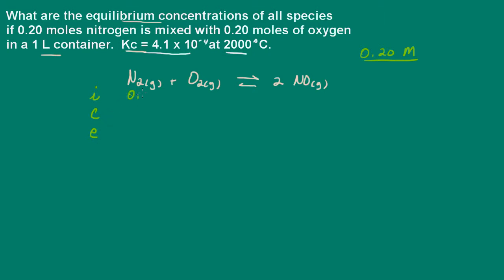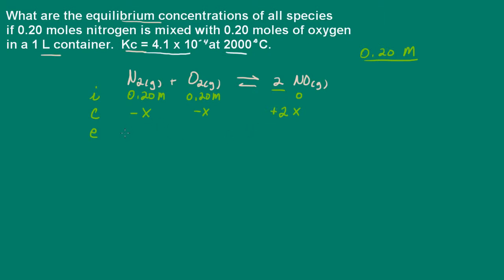So here we start off with 0.2 molar nitrogen and 0.2 molar oxygen. And of course, initially there would be 0 nitrogen monoxide. And so again, the concentrations of nitrogen and oxygen are going to decrease as the reaction proceeds, and they will decrease by some concentration x. And of course, the nitrogen monoxide concentration will increase by some amount 2x. Here we have the coefficient 2, so by some amount 2x.